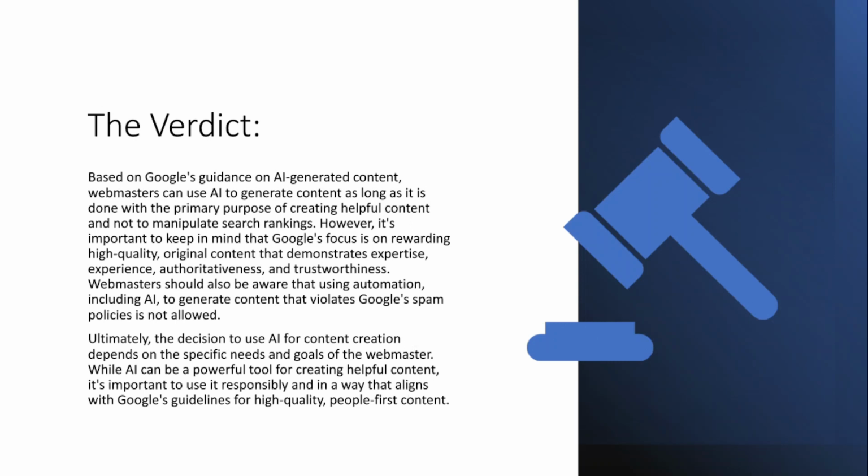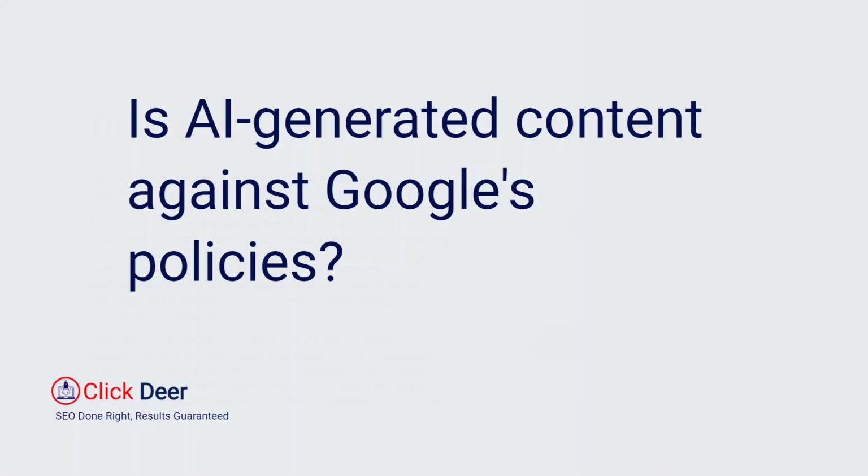So the final point here is that yes, the AI content creators are not against Google's policies as far as they are being used to generate helpful content. But if they are being used for the sole purpose of manipulating the search rankings, then this is of course against the Google policies. So I hope you have got pretty much an idea or insights into this discussion. So that is the end of today's tutorial. And now you can easily use the AI content generators with an open heart because you already know what is against Google policies.